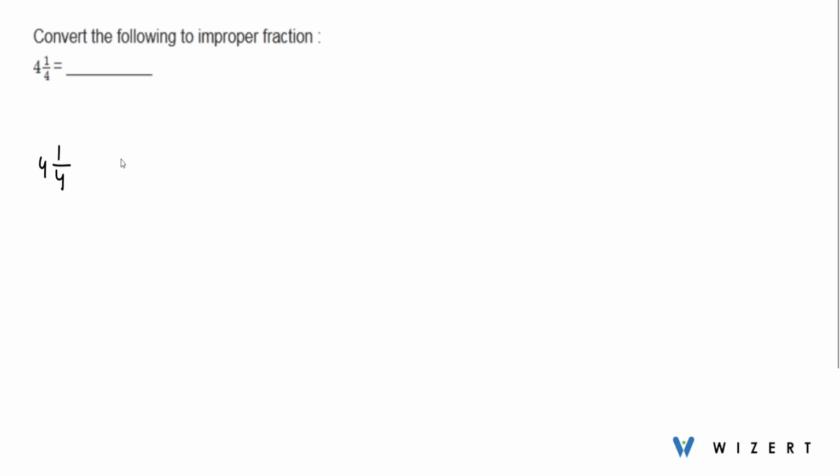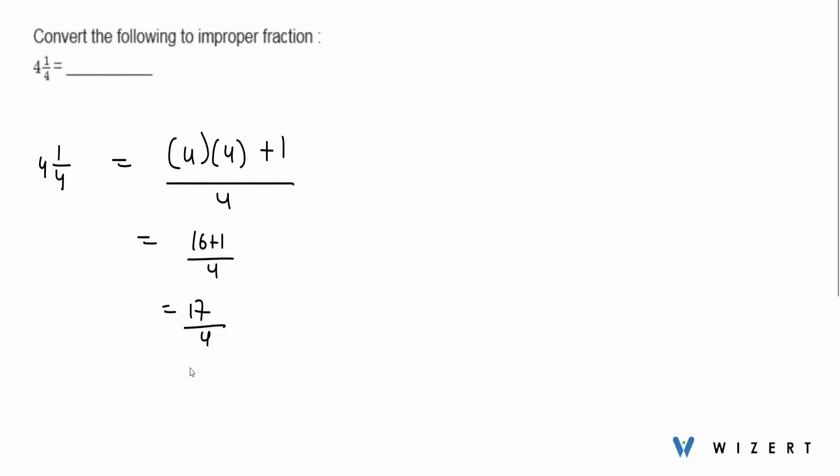So 4, 1 upon 4 can be written as 4 multiplied by 4 plus 1 upon 4, which is nothing but 16 plus 1 upon 4, which is 17 upon 4. Now it satisfies the conditions of an improper fraction, that is numerator should be greater than denominator. So this will be the final required answer.